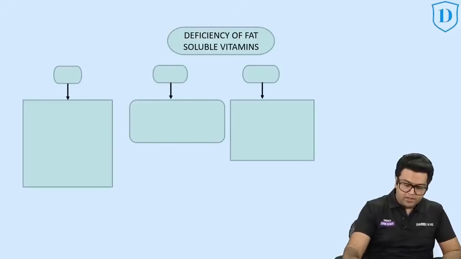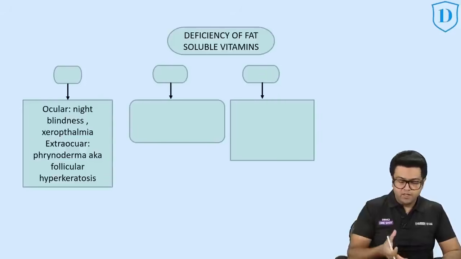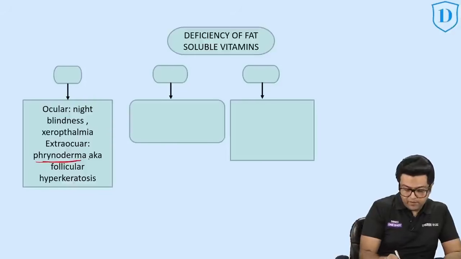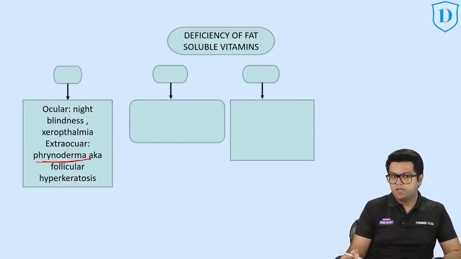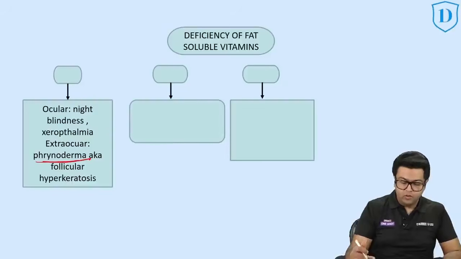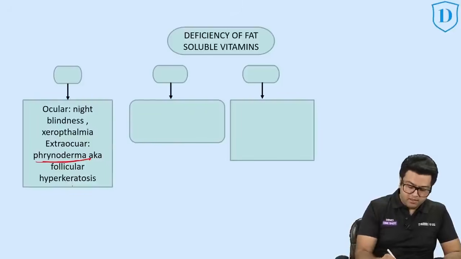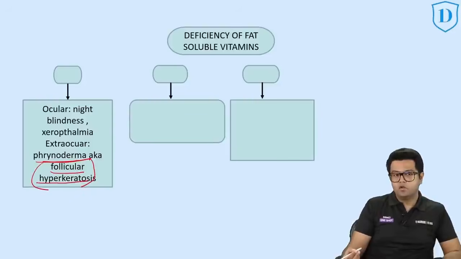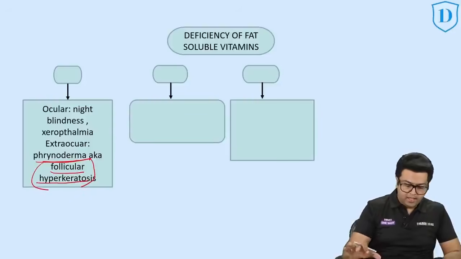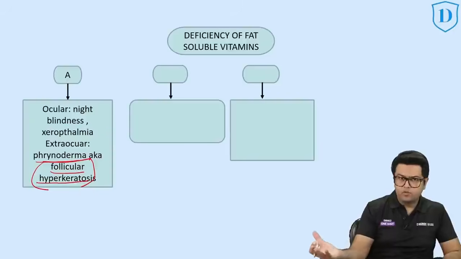Okay, so guys, deficiency of fat soluble vitamins: you can easily say this is night blindness, and on the skin it is phrynoderma. On the skin we have specially been asked in recent times about phrynoderma or follicular hyperkeratosis. What is the other name? That is called follicular hyperkeratosis, also known as toad skin. So that is your vitamin A. That is most simple, I think.